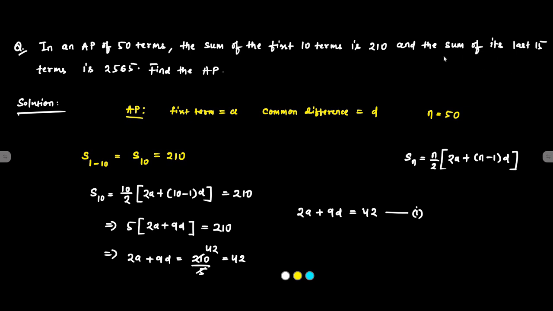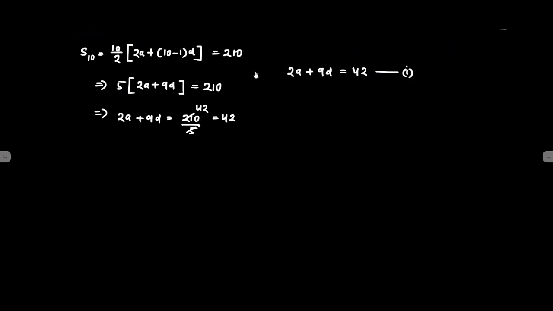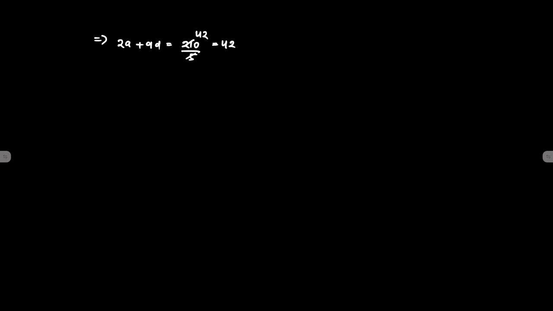Then the other piece of information is that the sum of the last 15 terms for this AP is 2565. Okay, so how can we use this information? Let's say we write the terms for the given AP. The terms that are important: we have T1, then T10, then T35, it will be a little bit farther away, then T36, and then T50. Total 50 terms are there.